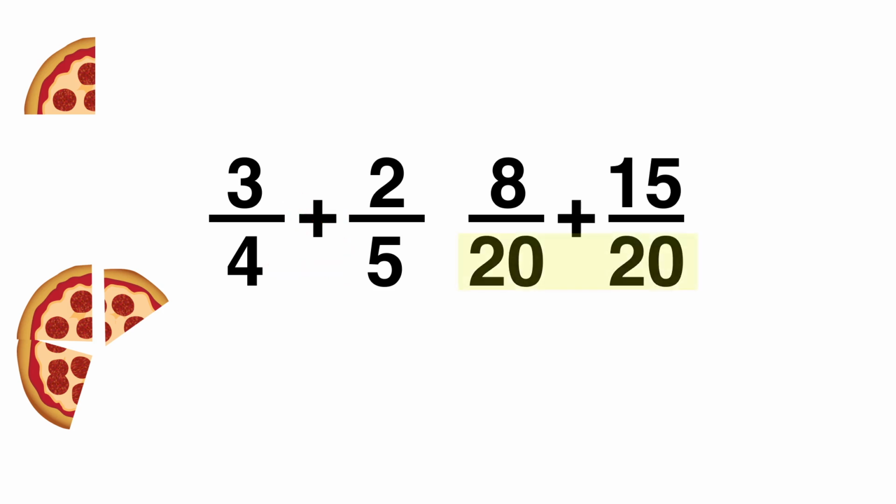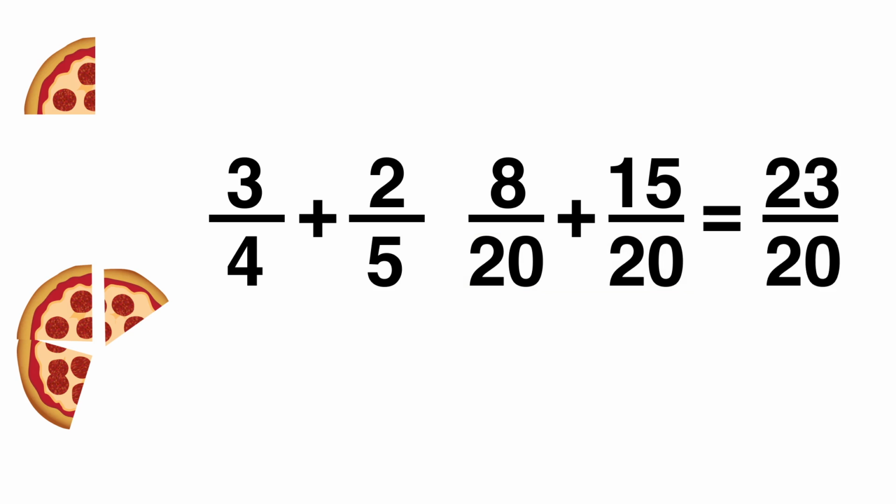See what happened again? We have the same denominator. Now we can add the 8 and 15 numerators and keep the same denominator of 20. The answer here is 23 over 20. If you follow these easy steps, you'll be able to easily add fractions.